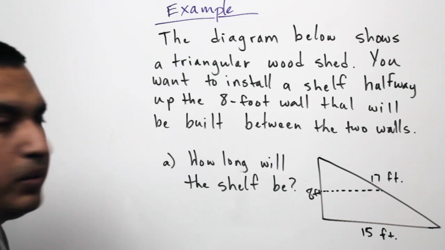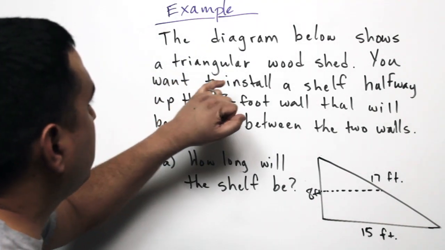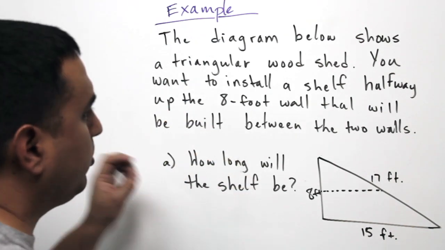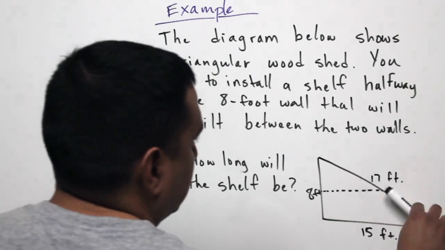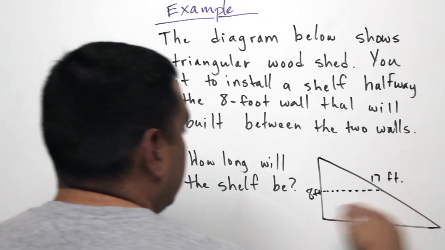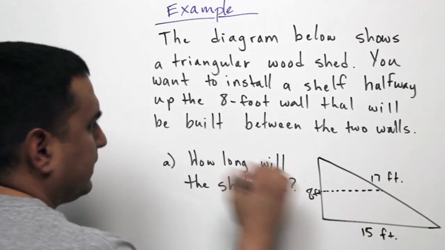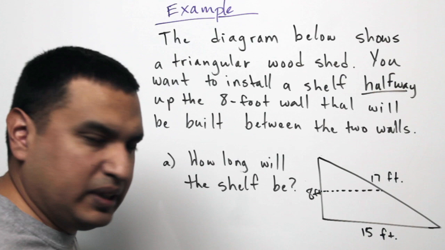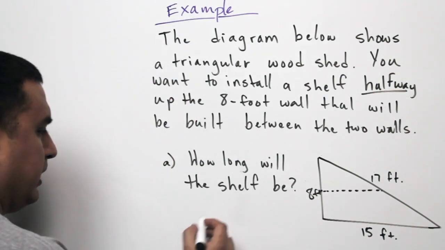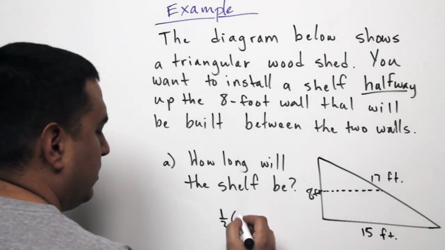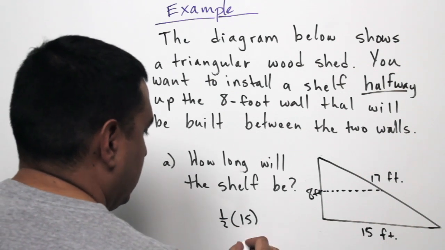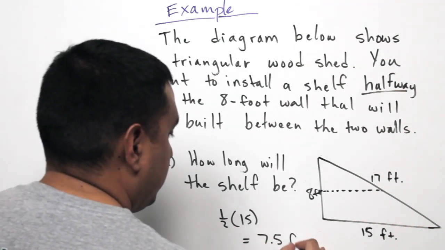Alright, in this example we've got a word problem. The diagram below shows a triangular woodshed. You want to install a shelf that's halfway up the 8-foot wall, and that will be built between the two walls. So I want this dotted line here. This is my 8-foot wall, and since it's halfway, that means I'm using the midsegment theorem, and I know that that segment is going to be half of 15, which happens to be 7.5 feet.